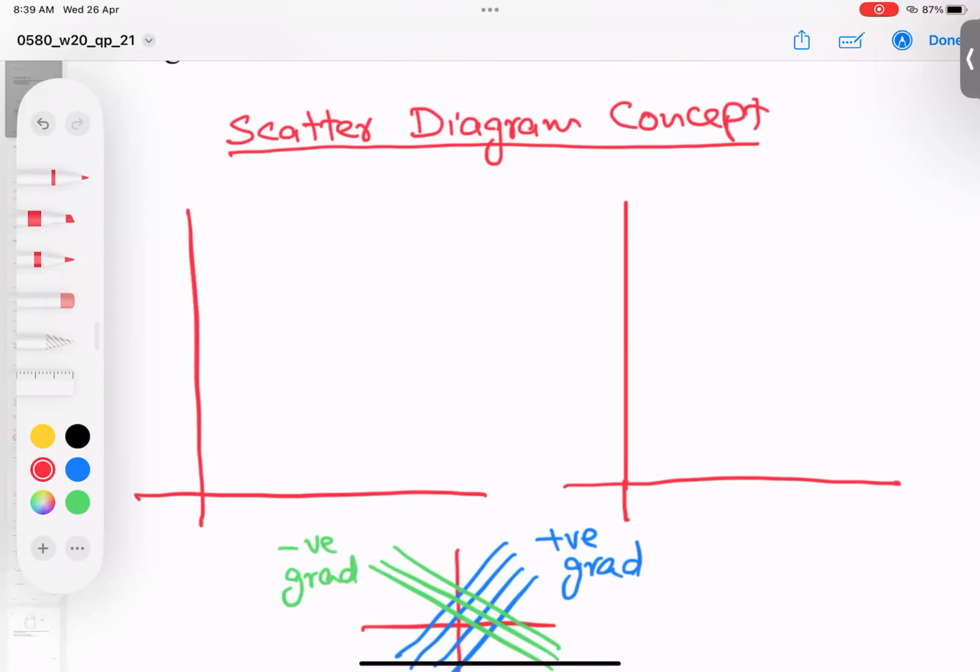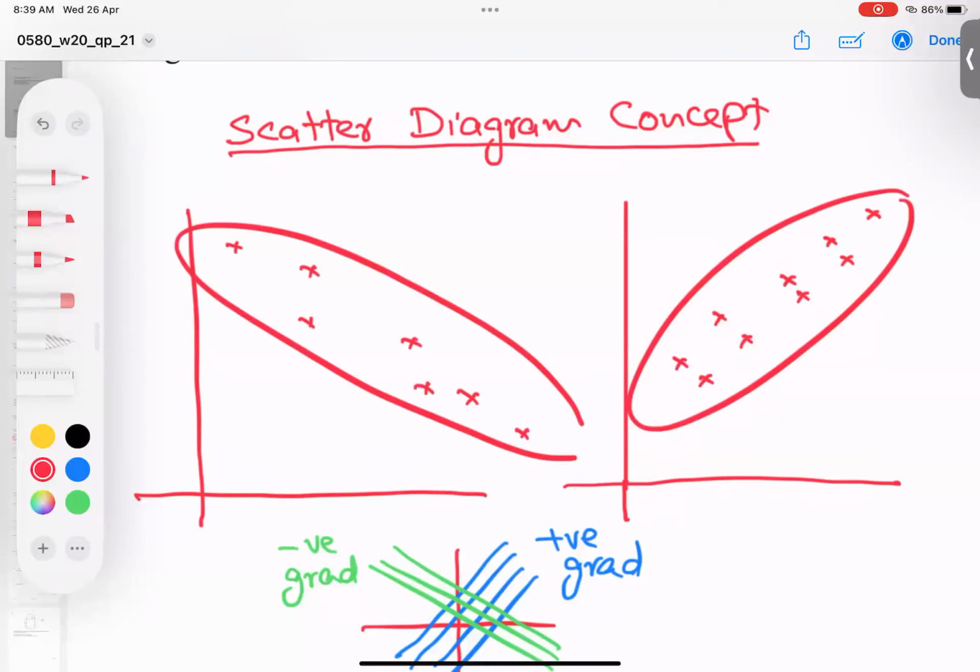Sometimes data is scattered this way. The data value is given this way. You can see, look here, the data value is given this way. Okay, and sometimes the data value is given this way. I hope you're understanding what is going on. So data is given this way and data is given this way.